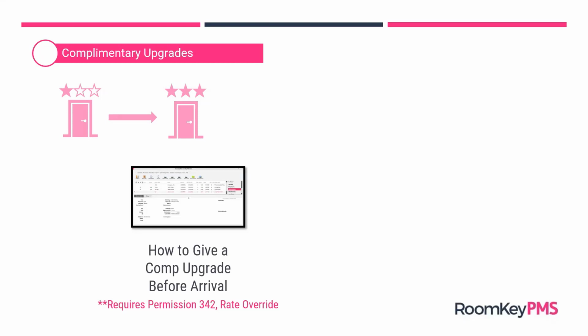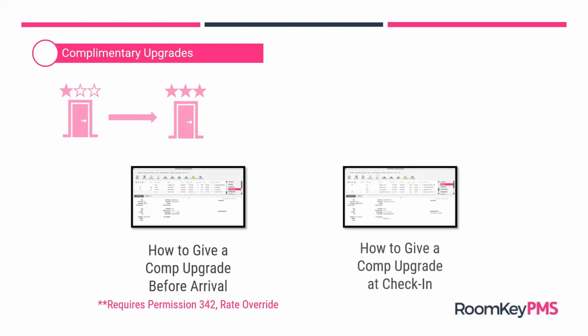It's 342 rate override, because as part of this complimentary upgrade before arrival, we're going to change the room type. But in order to retain the original pricing, we're going to use the rate override tool. So this video is about a minute and 30 seconds. Let's go ahead and watch it here.